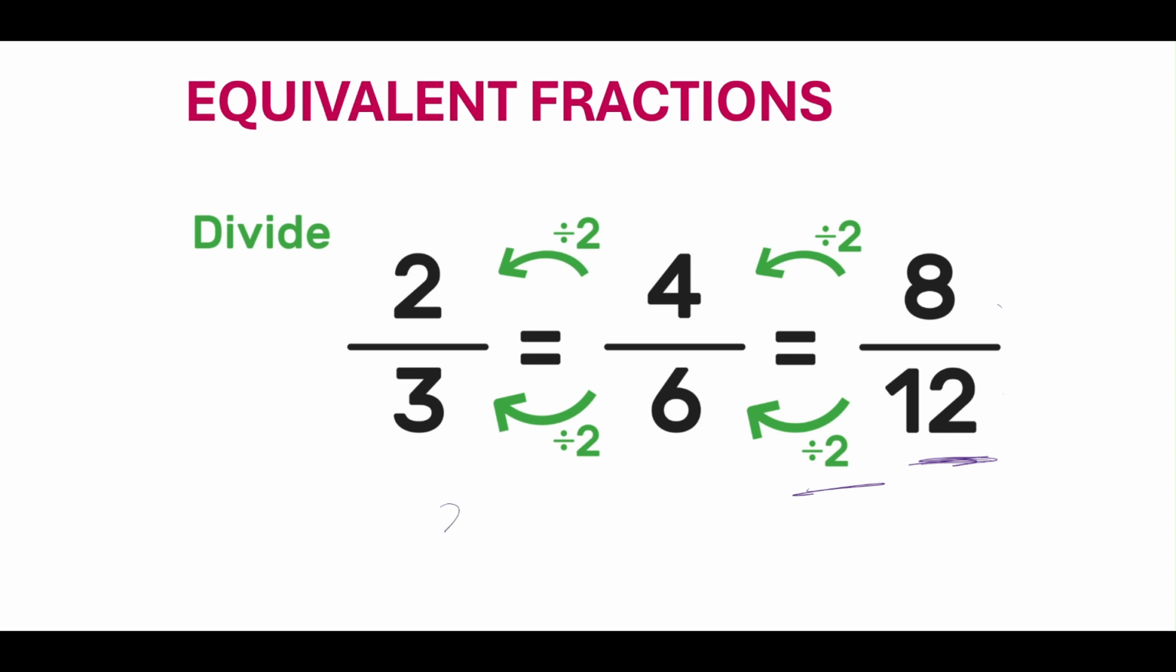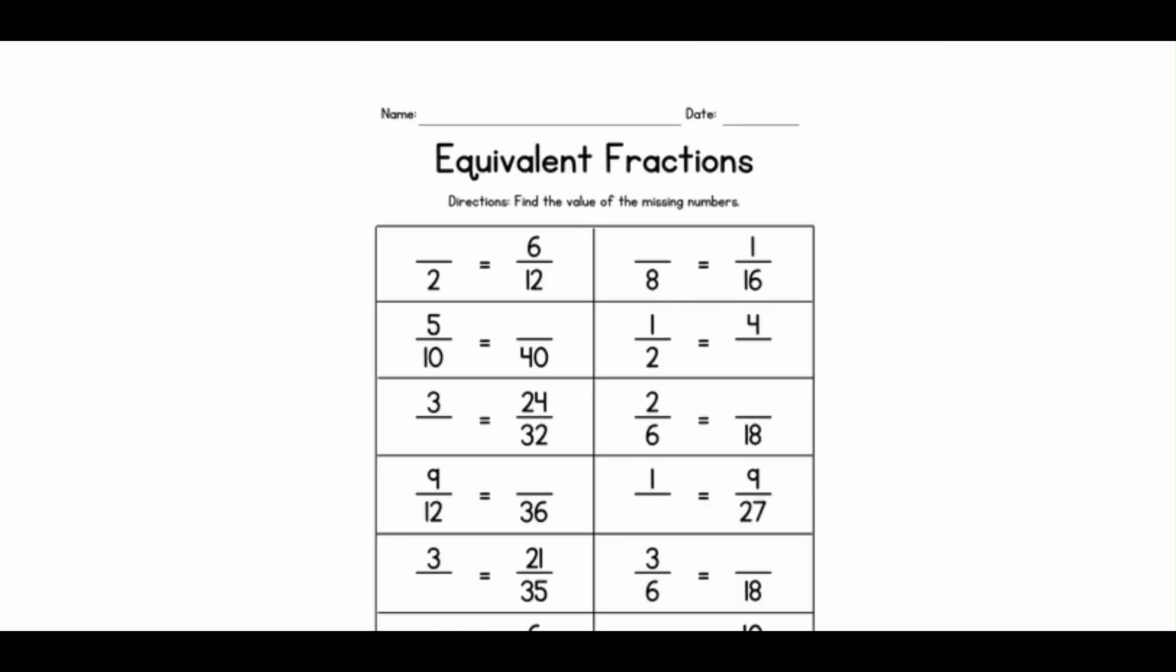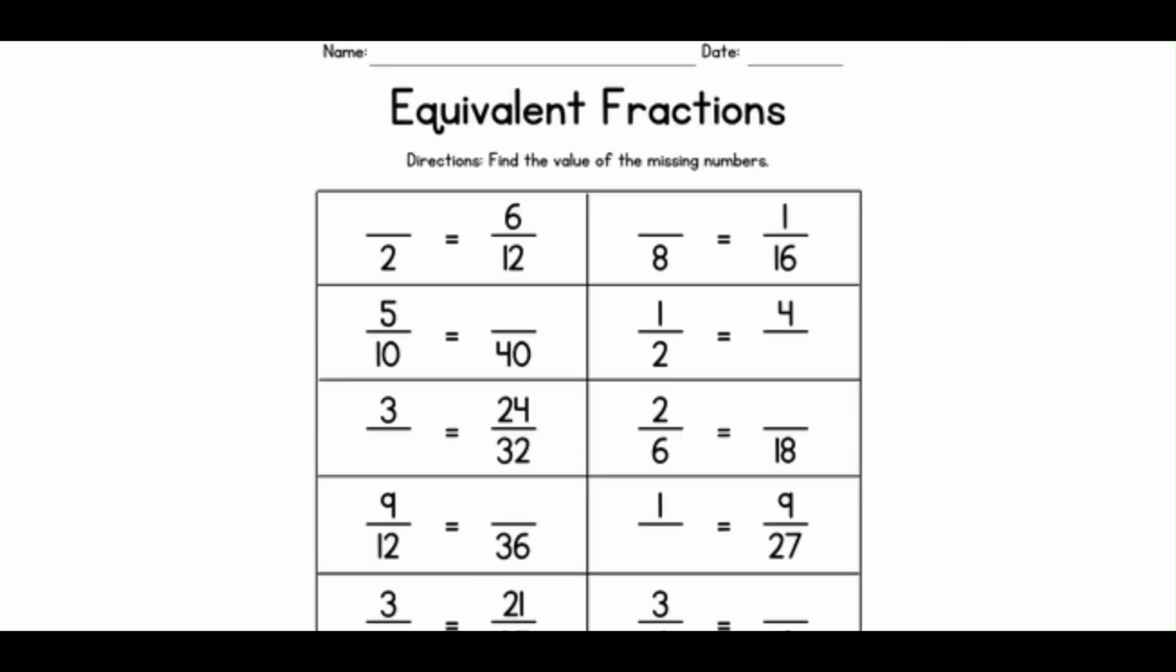If I times 2/3 by 3 on the top, it should also be 3 on the bottom. 3 2s are 6, 3 3s are 9. 6/9 is also equal to 2/3. Let's do some examples here. So from 12 to 2, what's happening?